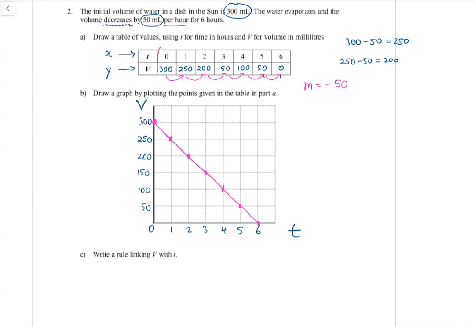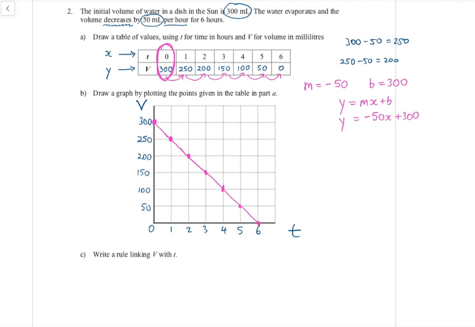I've got to go to 0. What's underneath my 0 in my x-axis or my time axis? There's a 300, so b equals 300. Now I know the rule is y equals mx plus b, which is y equals minus 50x plus 300.